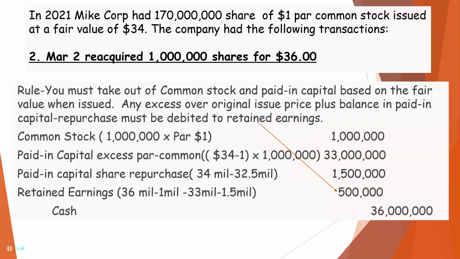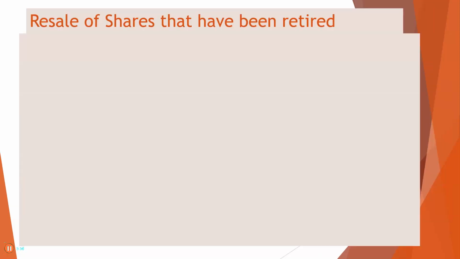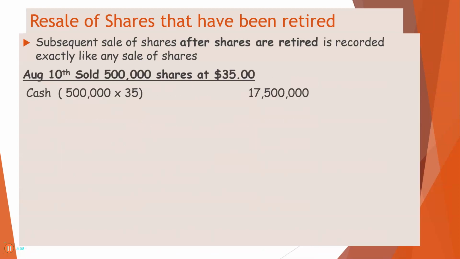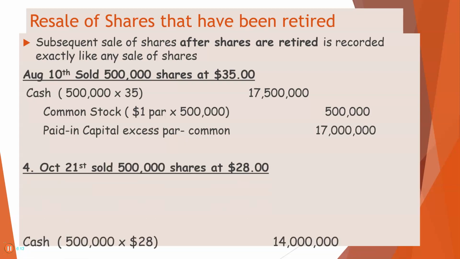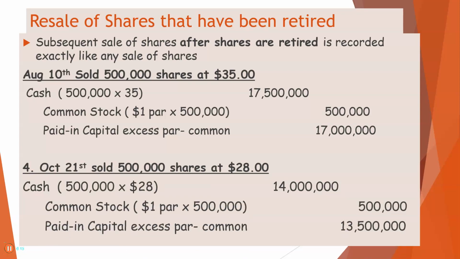Now, what happens when we turn around and sell the shares? Now that's a lot easier because it's like when we issued them originally. So what we're going to do is cash is going to be $500,000 times 35. Common stock is going to be $1 times the number of shares, and the difference is going to go into paid in capital in excess of par. When we sell them again, do the same entry. The cash is going to be what you received. The common stock is times par, and paid in capital is always the plug.